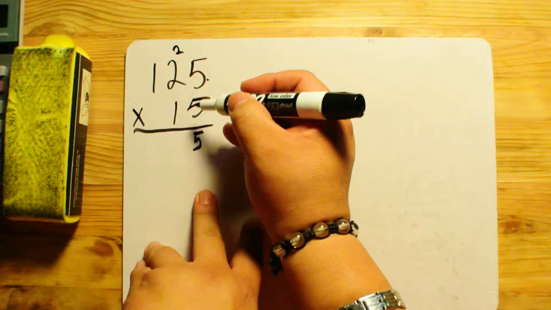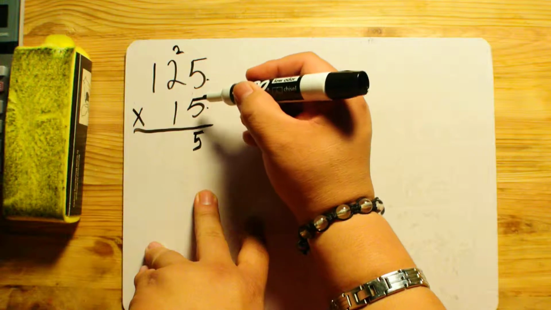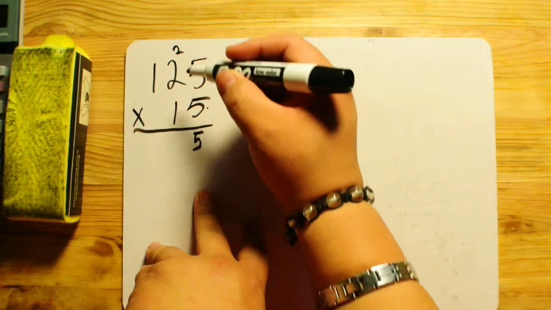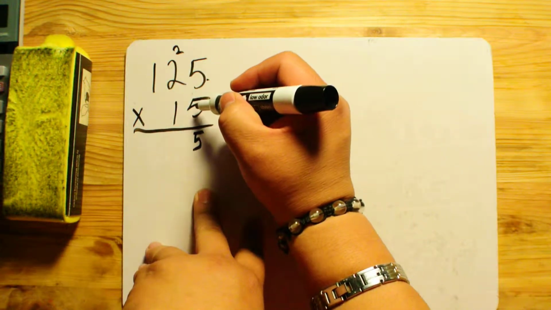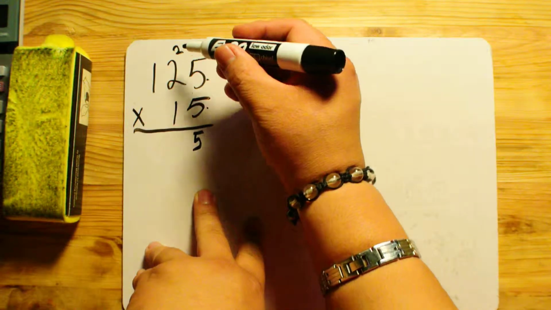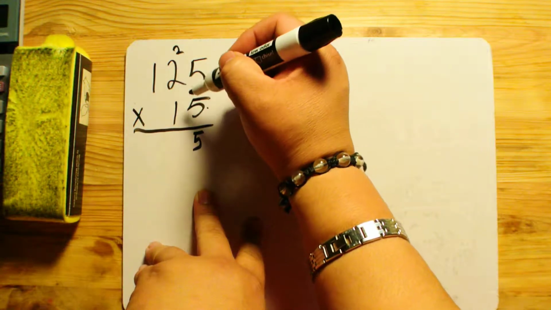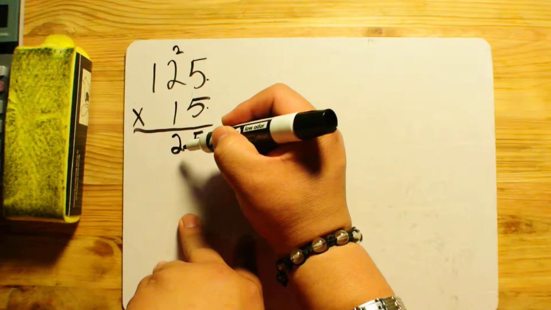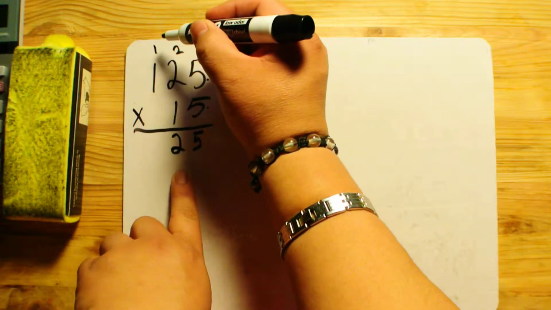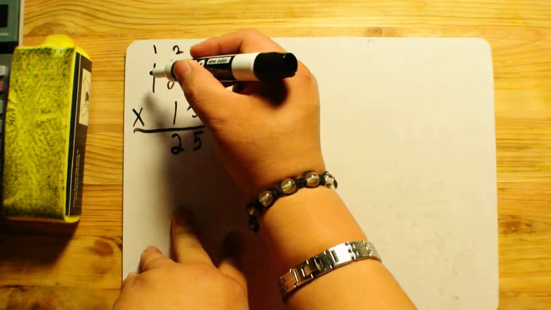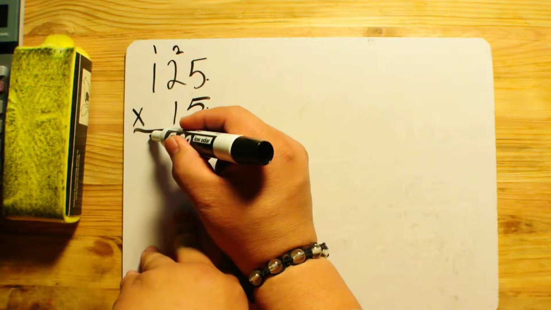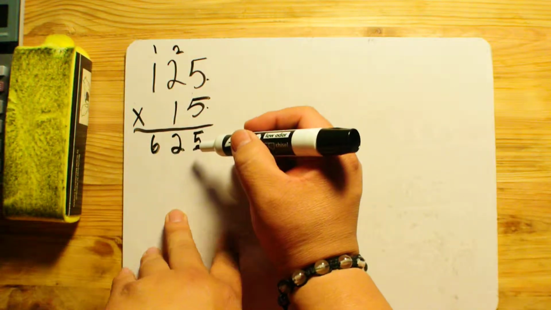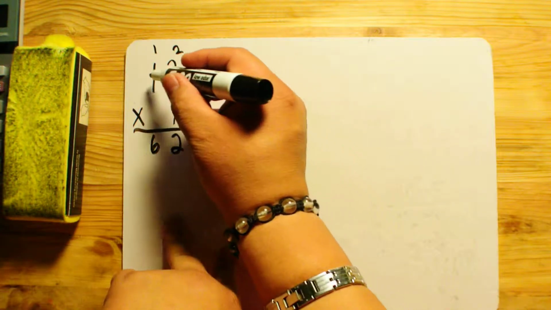So again, we multiply 5 by 5 and we get 25, and we leave the 5 and we carry the 2. Now we have 5 times 2, which is 10, plus 2, which is 12. And again, we leave the 2 and we carry the 1. Now we have 5 times 1 plus 1, which is 6. So 5 times 1 is 5, plus 1 is 6. Okay, so we are done with this first digit.